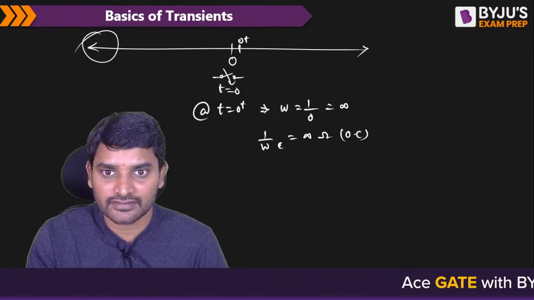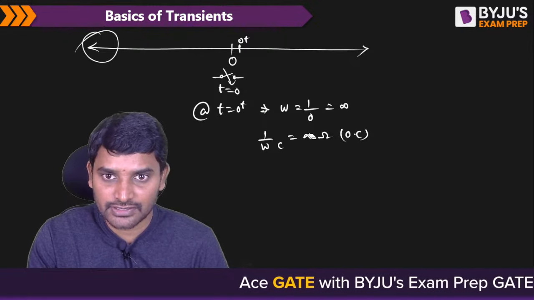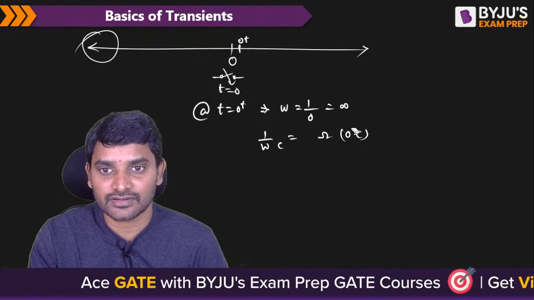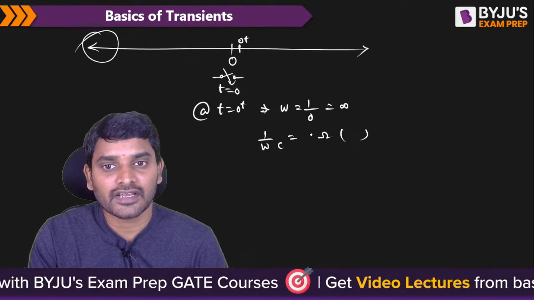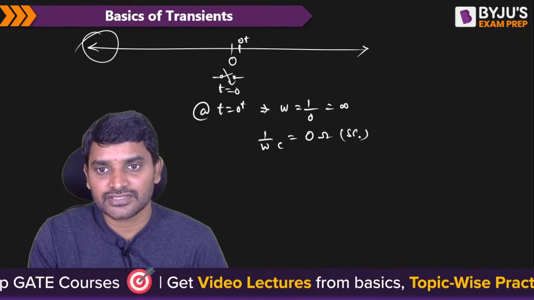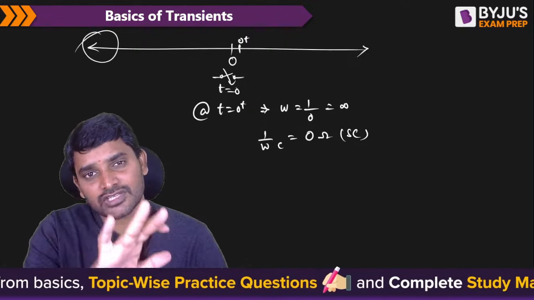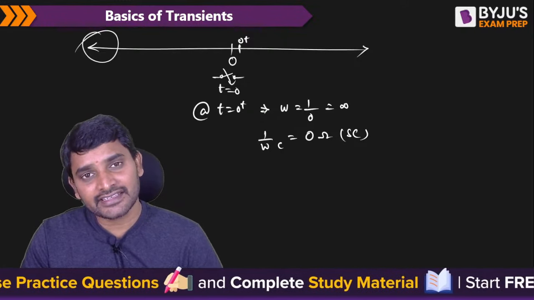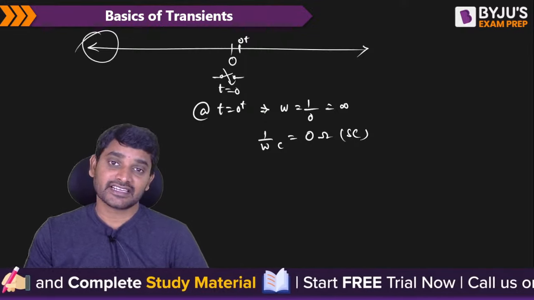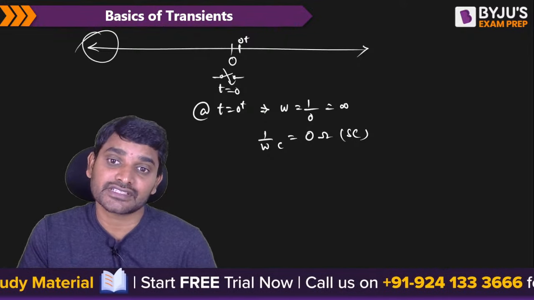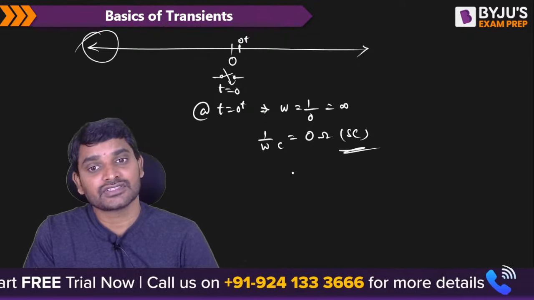For the inductor, omega is infinity, 1 by omega is 0. 1 by infinity is 0, no? 1 by infinity is 0, and this will be a short circuit. So it is quite opposite to the inductor. The inductor is acting like an open circuit just after switching. So the capacitor is acting like a short circuit.